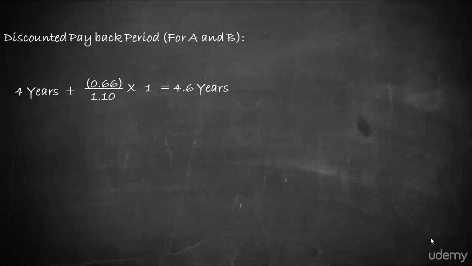Whereas for mission B, in 4 years 5.5 lakhs has been recovered, and we are concerned only about the balance of 30,000. In 1 full year they have recovered 50,000. So for mission B it is 4 years plus the gap of 30,000 which has to be recovered, whereas in 1 full year they have recovered 50,000. So 0.3 divided by 0.5, and that also gives us 4.6 years. So the discounted payback period is common for both mission A and B.